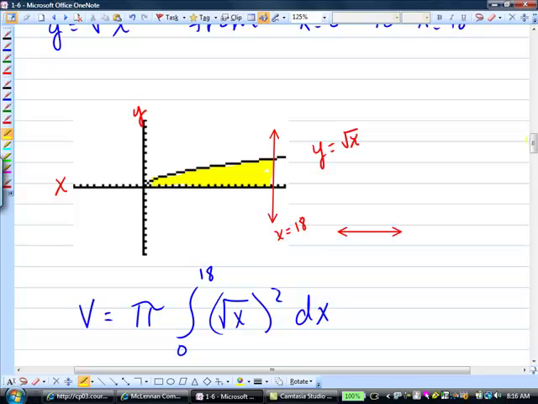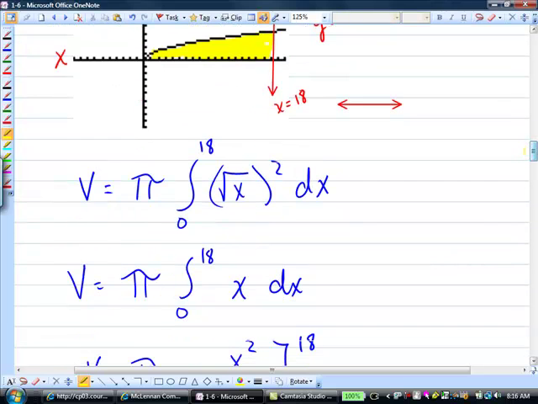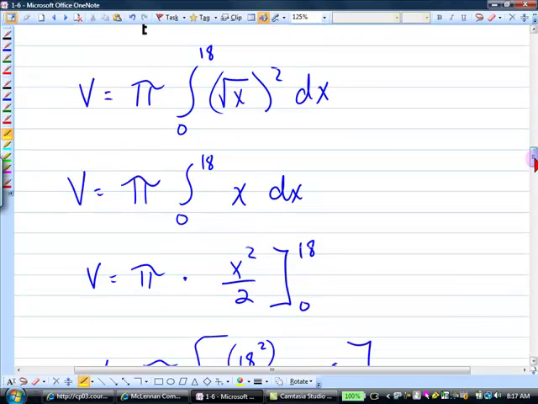When you square the square root of x, what do you get? Well, it is x to the 1/2, but if you square x to the 1/2, what do you get? x. You just get plain old x. So you end up having that. That one's very easy to integrate. It's x squared over 2, and you're evaluating at 18 and 0.